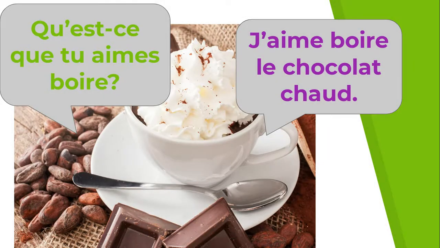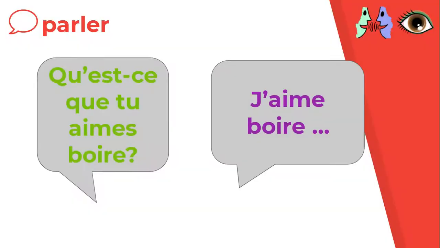Alors, répétez qu'est-ce que tu aimes boire? J'aime boire le chocolat chaud. Excellent. Avec votre partenaire d'œil, we're both going to ask, qu'est-ce que tu aimes boire? We're going to respond, j'aime boire, and whatever drink we've learned that we like to drink. So, qu'est-ce que tu aimes boire? 3, 2, 1, go.